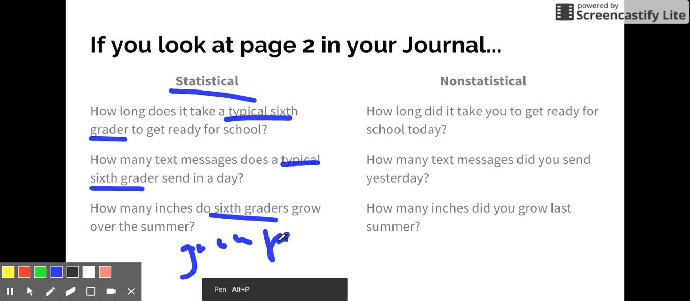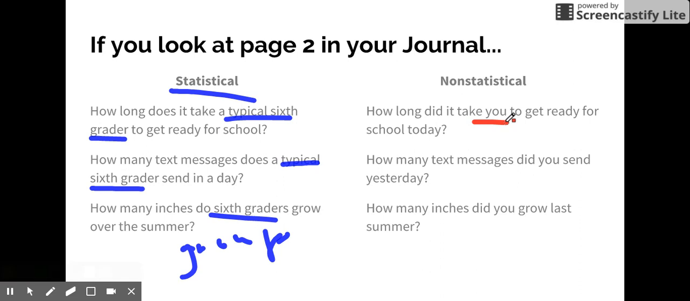Now, if I come over to the non-statistical side, how long did you take to get ready? How many text messages did you send? How many inches did you grow last summer? Now these are focused on one person. That's what's making it statistical or non-statistical. So for statistical, you're looking at a group. For non-statistical, you're really just looking at one specific person or thing.